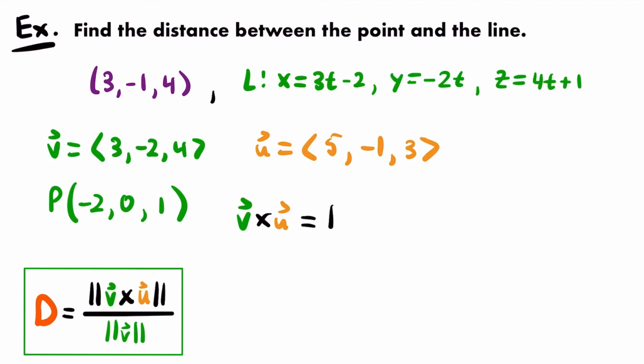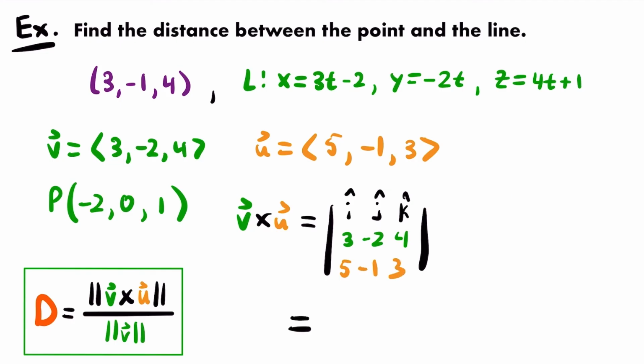So let's set up a 3 by 3 matrix to calculate the determinant of. We'll have our standard unit vectors in the first row, and then the components of vector v in the second row, and the components of vector u in the third row. So we'll have 3, negative 2, 4, and 5, negative 1, 3. And now if we calculate the cross product here, we'll start by looking at vector i, cross out the row and the column that it's in, and use these 4 values to calculate a 2 by 2 determinant.